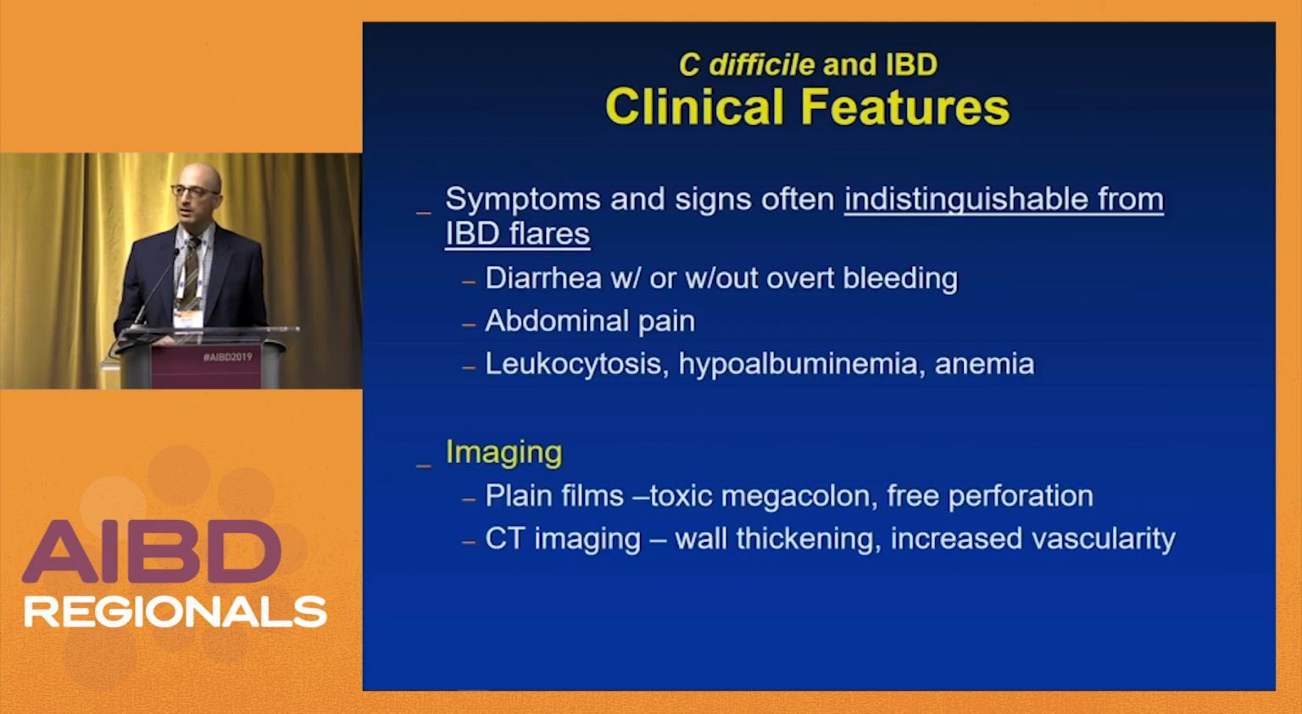The challenge here is that in patients with IBD and C. diff, the C. diff can be indistinguishable from their IBD flare, so they can have diarrhea with or without overt bleeding, abdominal pain, leukocytosis, low albumin levels, and anemia. So it's really difficult to distinguish: is this C. diff, or is it IBD, or is it both? And imaging typically is not super helpful because patients will have nonspecific findings of inflammation, such as wall thickening on CT or increased vascularity. And if a patient's unlucky, they can have toxic megacolon in the setting of severe disease, which, as you know, can also occur in severe ulcerative colitis as well.